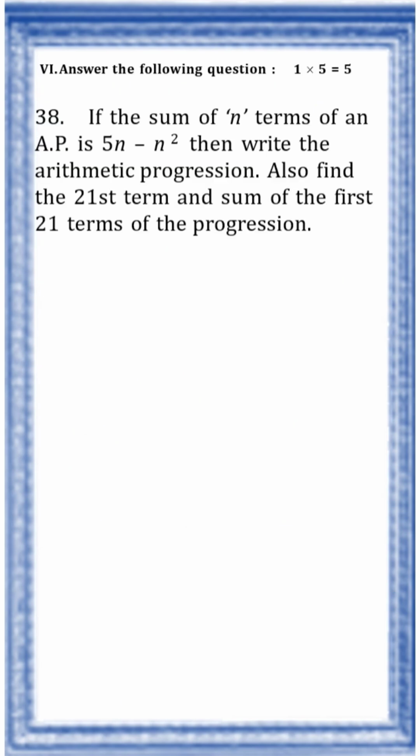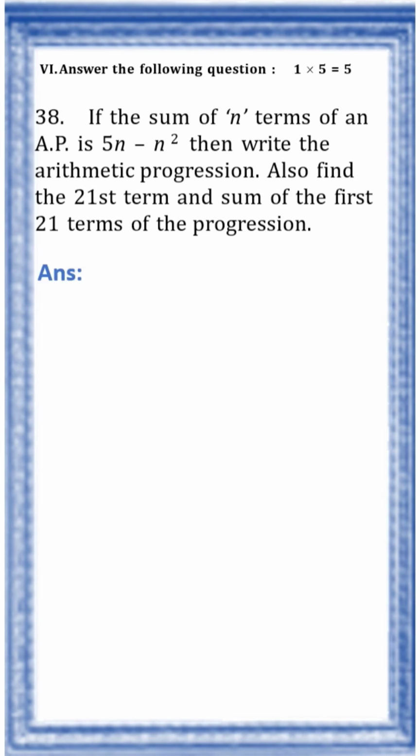Now let us solve the sixth main part. Here is only one question which carries 5 marks. 38th question. If the sum of n terms of an AP is 5n minus n square, then write the arithmetic progression. Also find the 21st term and also find the sum of the first 21 terms of the progression. Here three different problems are there. First one, we have to write the progression; second one, write the 21st term; and we have to find the sum of 21 terms of the AP.